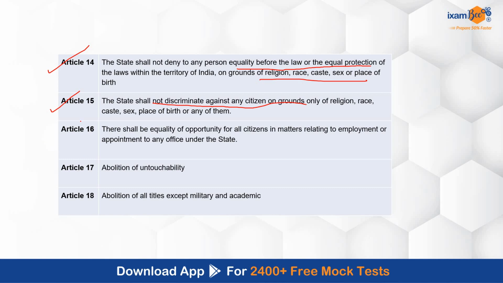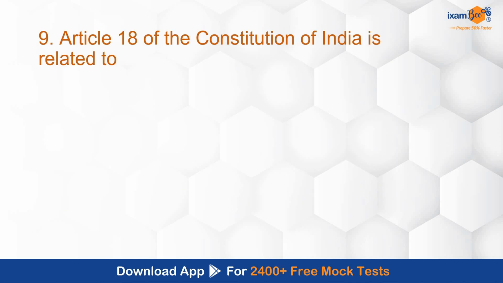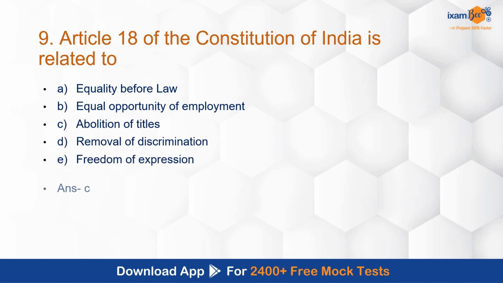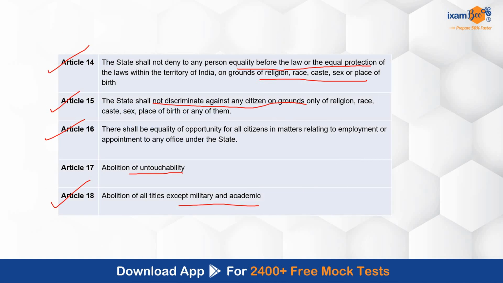Article 16 is with respect to equal opportunity in matters of employment. Article 17 is abolition of untouchability. Article 18 is abolition of all titles except military and academic. Coming to question number 9, Article 18 of the Constitution of India is related to. So you have already seen it's related to abolition of titles, as you can see from this slide. Article 18 is abolition of titles.